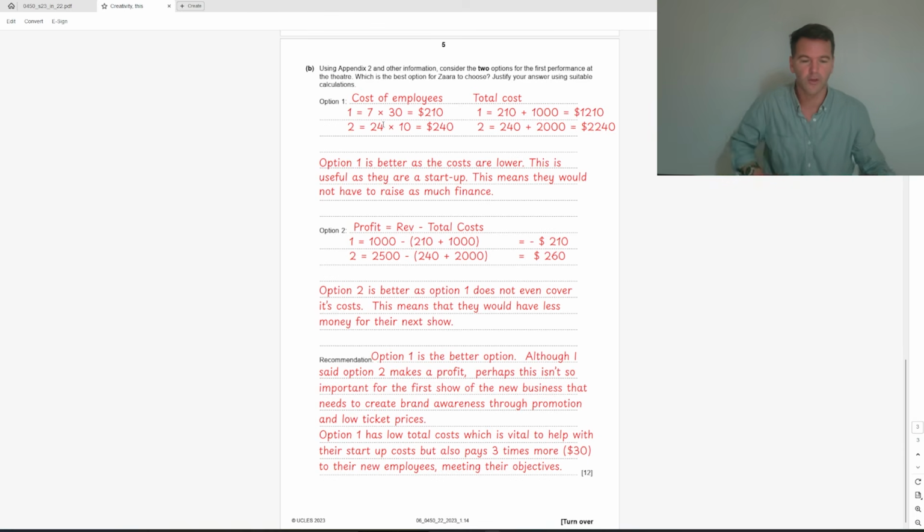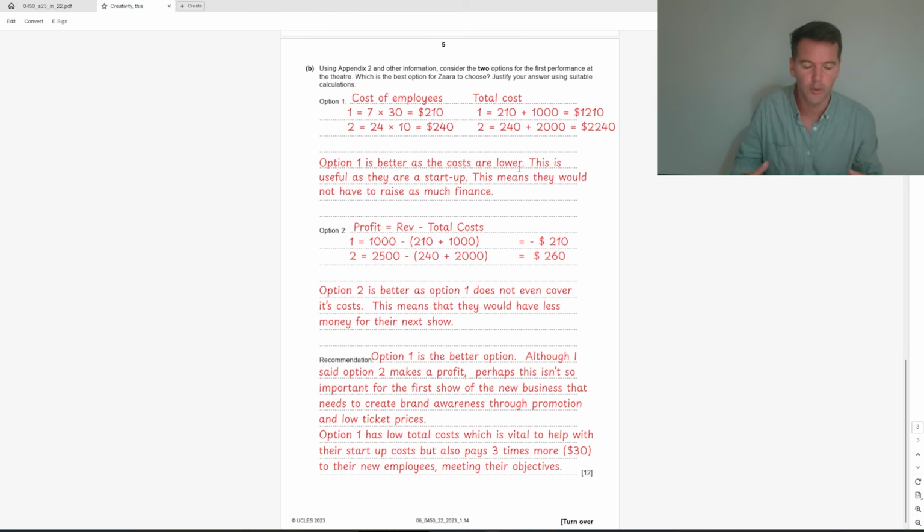I won't bore you with going through all my calculations, but I was just thinking, they're not complicated here. If you freeze the screen and have a look, 7 times 30, 210, I put that. Most of my marks are going to come from that bit at the top. Then I've said option 1 is better as the costs are lower. And then I've thought back to the case study.